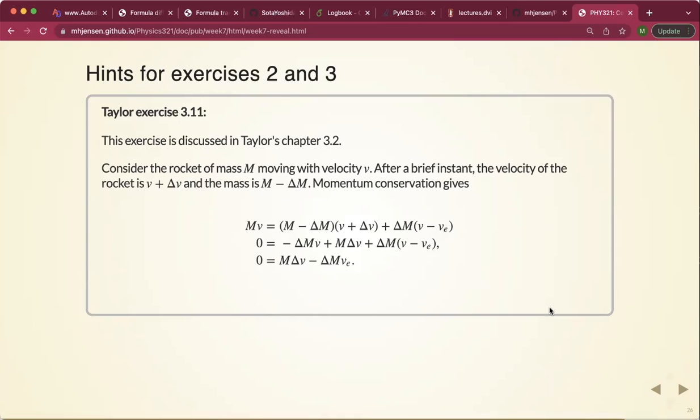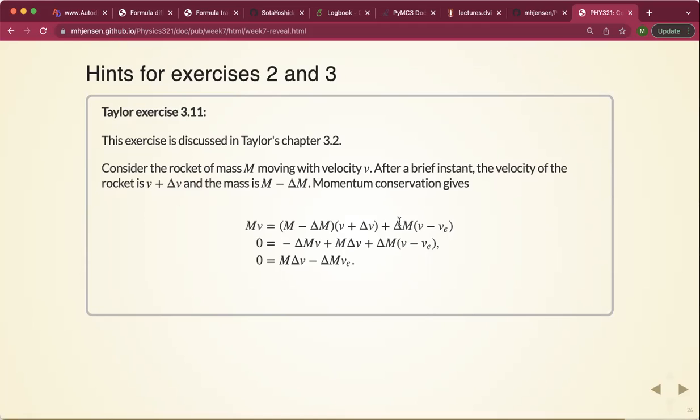And the momentum, if you use momentum conservation, is now given by the mass times the velocity. And then you have the mass after the rocket loses a mass delta m. And then there's a reminder here. So what's done there is simply to set up momentum conservation. That's the first stage in solving that exercise.